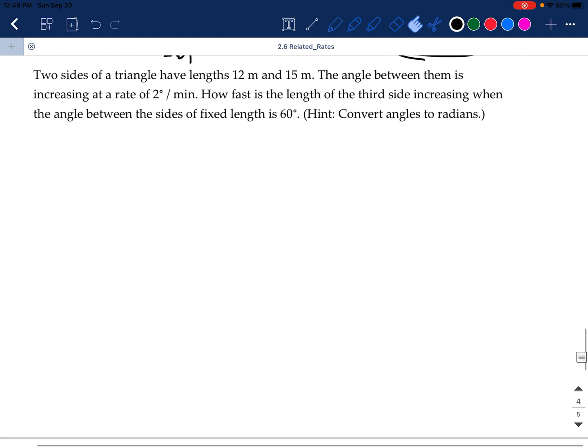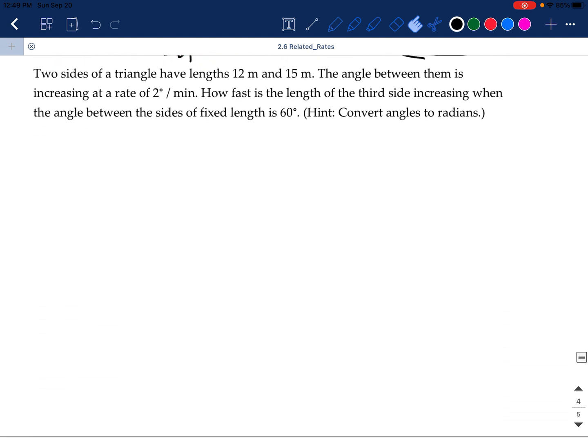And so our last example, we've got two triangles here. So we have two sides of the triangle that have length 12 meters and 15 meters. The angle between them is increasing at a rate of 2 degrees per minute. So we're given degrees here, so we can work with degrees. So we want to figure out how fast the length of the third side is increasing when the angle between the sides of fixed length is 60 degrees.